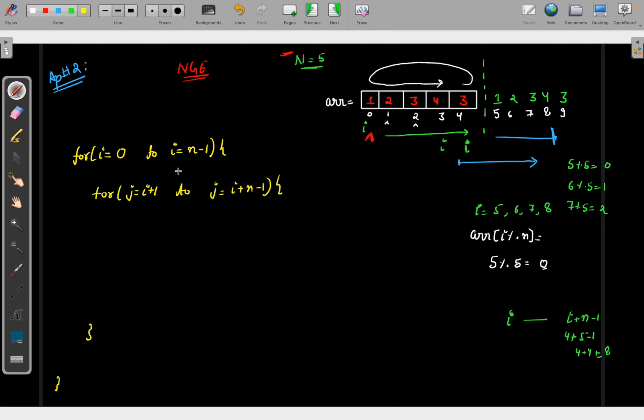Because anyhow I need to find n elements, right? So I will iterate over n elements. So I plus 1 to I plus n minus 1. So this is a journey of n elements.